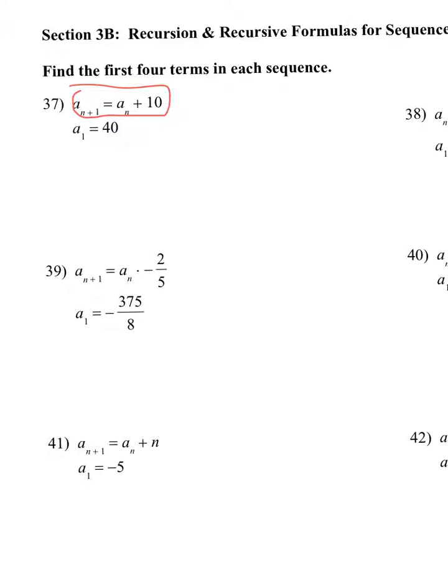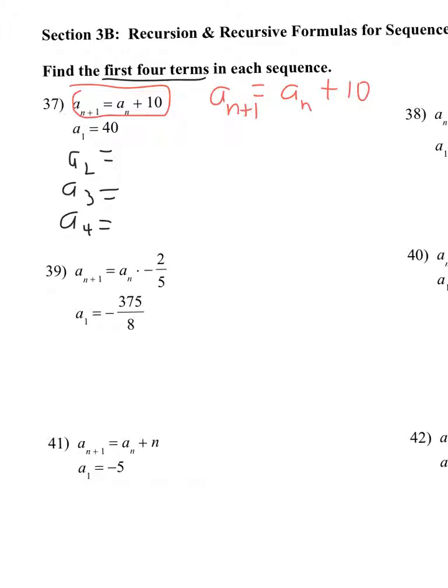So what I'm going to do over here is I'm going to rewrite this formula. A with my n plus 1 subscript equals A with a subscript of n plus 10. Now notice it's telling me find the first 4 terms. A1 is the first term. So they actually give us the first term right here. So I need to find A2, A3, and A4. And then those, along with A1 of 40, would be my first 4 terms. So what I suggest you do is organize it like I do. I'm going to create a column over here with the recursive formula.